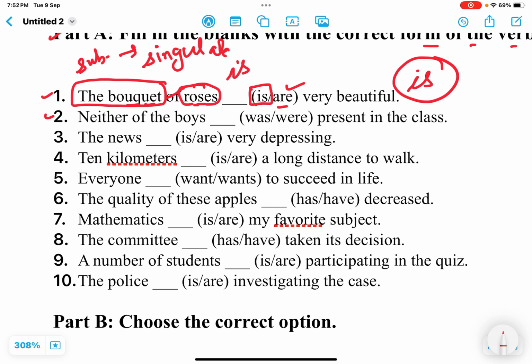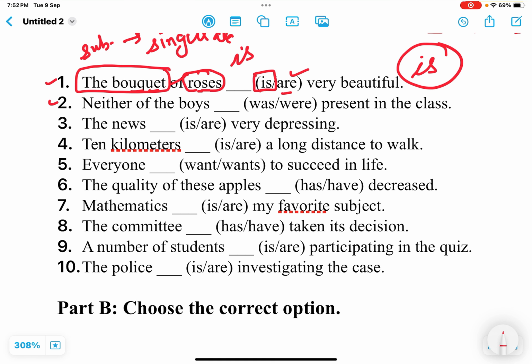Next one, neither of the boys dash present in the class. Now what is the rule? The rule is if the sentence begins with neither or either, then the subject is considered as singular. So neither of the boys was present. Here the boys is not the actual subject, but it is talking about neither of the boys. So this is singular, so we will use was here.